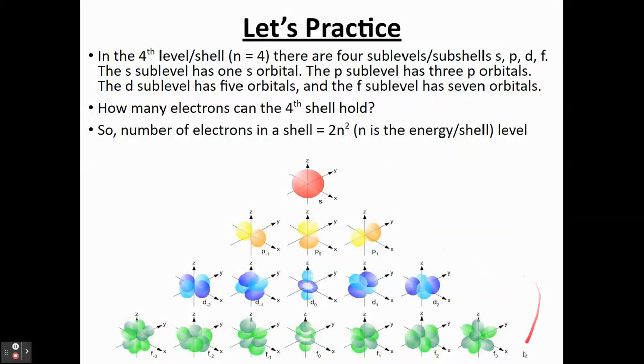Now, if you don't want to count like that every time, you could use this formula here to figure out the number of electrons in a shell, 2n squared, where n is the main energy level. So let's say you're in energy level 1, you do 1 squared, which is 1, times 2, which is 2. Second energy level, 2 squared, which is 4, times 2, 8. Third energy level, 3 squared, 9, times 2, 18. Fourth energy level, let's see if we're right, 4 squared, 16, times 2, 32.